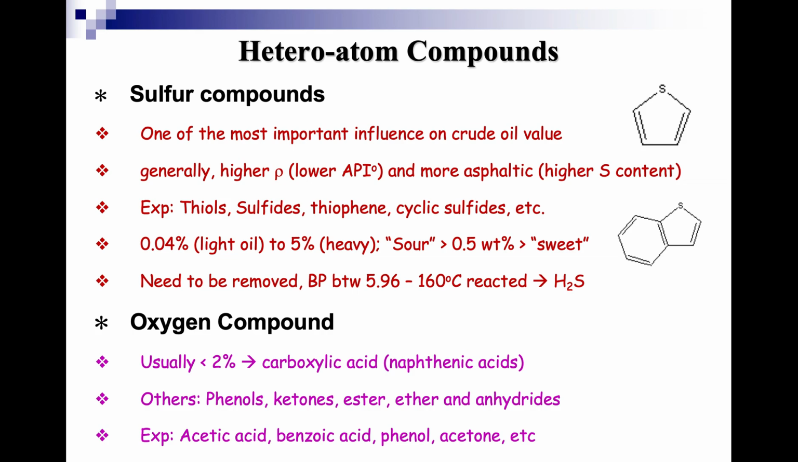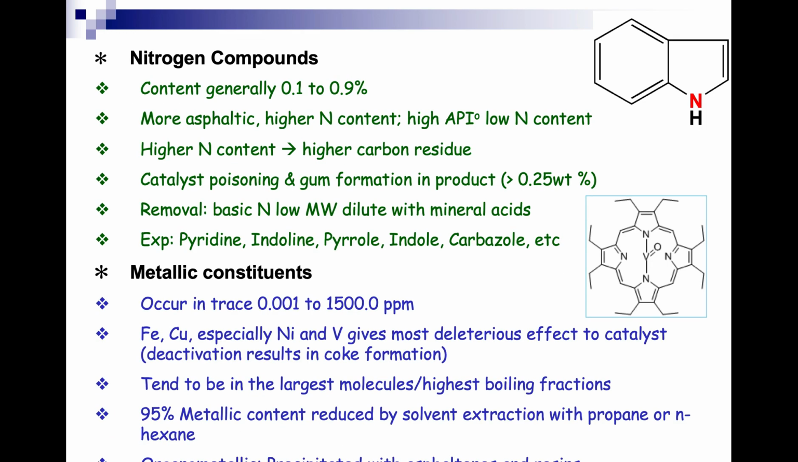Okay. For the oxygen compounds, usually it is lower than 2%, with carboxylic acid, which is also known as naphthenic acid. Others are phenols, ketones, esters, ethers, and anhydrides. The examples are acetic acid, benzoic acid, phenol, and ketones.